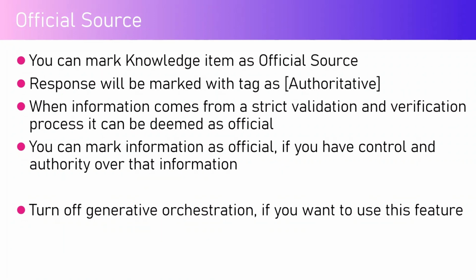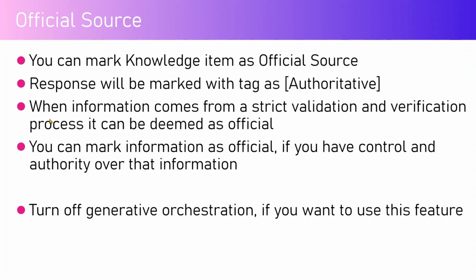Now, why is it important? Think about it. When you're building an agent, you supply a knowledge source and then the agent responds on the basis of that. Over a period of time, that knowledge information may become obsolete, or that piece of knowledge may not be as relevant as it was earlier. If that is the case, then you have an option to mark that knowledge item as either an official source or not an official source, depending on the scenario.